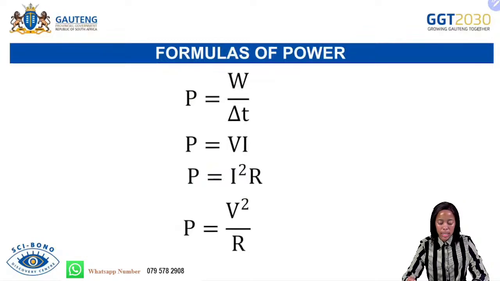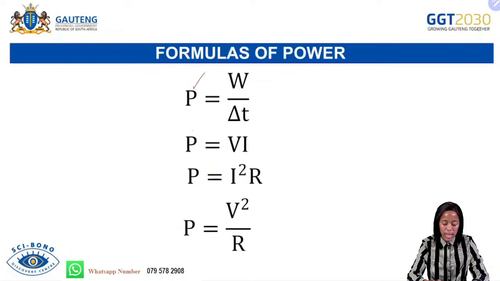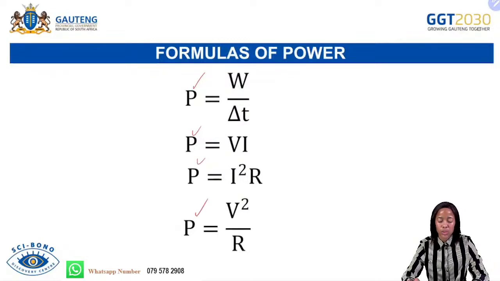Okay, and then in terms of the formulas of power, the letter P is going to represent power. This would be the work done, or the energy in joules. This would be the time in seconds. This would involve the potential difference, the current in ampere, the current again, the resistance, the potential difference, and the resistance there.